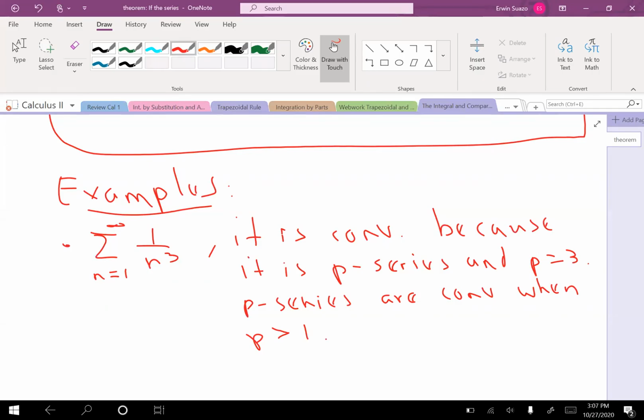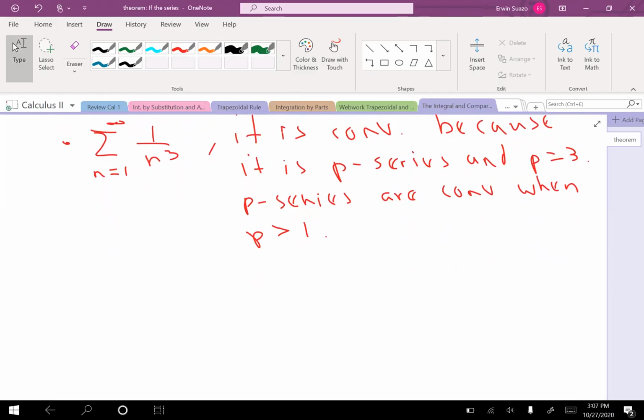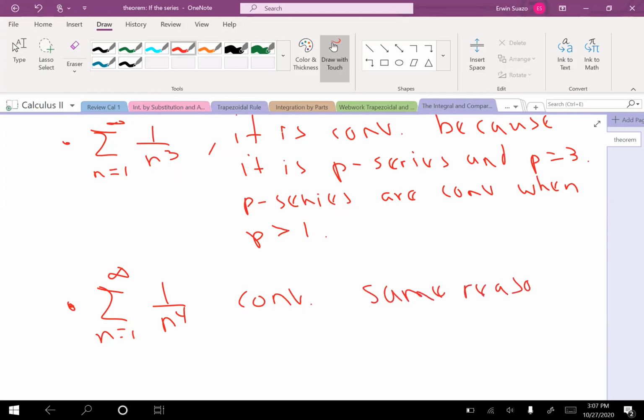Okay, so you need to justify. It's not too much to ask, because this is a problem, so this is probably 5 points. You need to justify, otherwise you just put it in your calculator and the calculator tells you the answer, so that's no good. So what about the sum of 1 over n to the 4? Convergent, same reason. But you need to write it down.